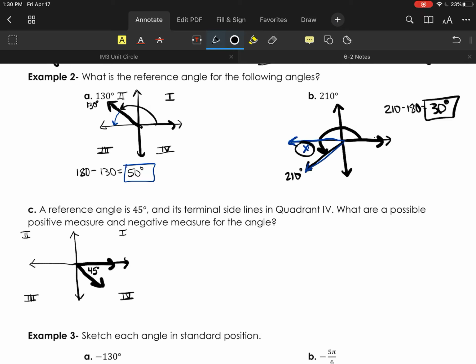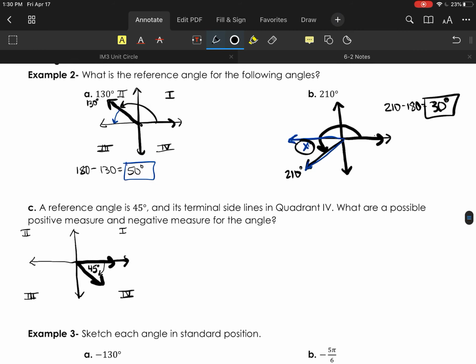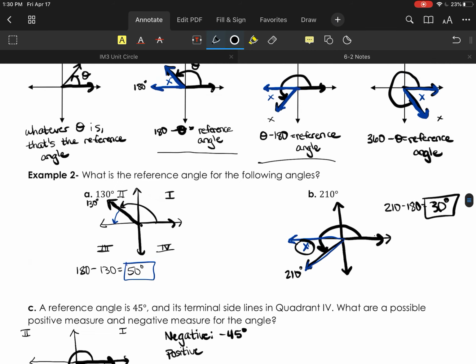So, what's one positive measure and one negative measure for the angle? You can use your unit circle again for this. If this angle opened down, that would be negative, and it would just be a negative 45 degree angle. So I'm going to say a negative measure would be negative 45 degrees. Then for a positive measure, I'd have to open up and go the other way. So, around to here. To figure out that angle measurement, you can use this information at the top, 360 minus theta equals reference angle, to still solve it, okay?